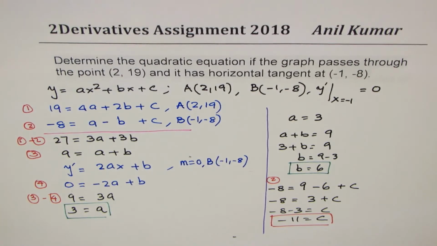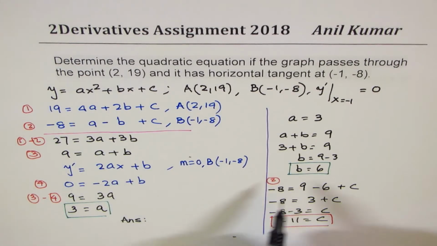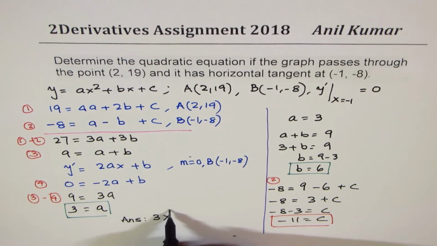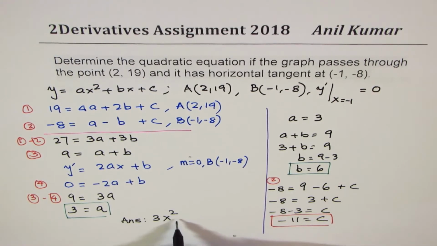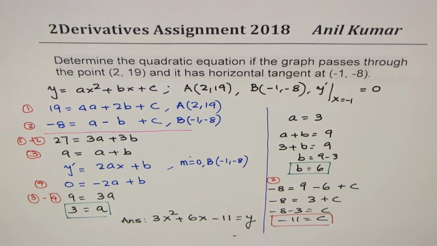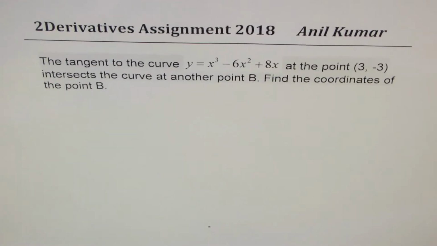So anyway, we got the values of a, b, and c, and so we can write down our answer that the equation which we're talking about should be, a is 3, so it is 3x squared, b is 6, so we have plus 6x, and c is minus 11. I should have written y equals to all this. So that becomes the quadratic equation which is going to satisfy the given conditions. Perfect. So let's move on further to solve the rest of the questions.